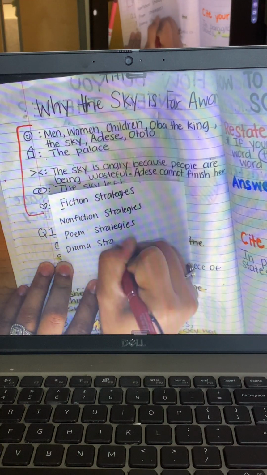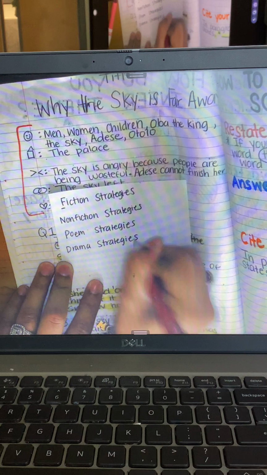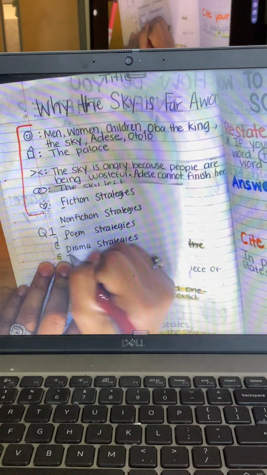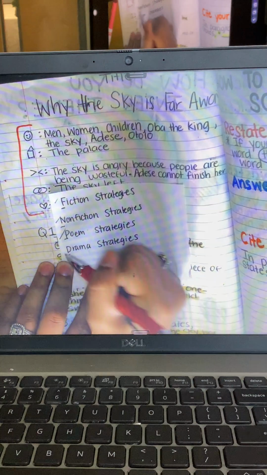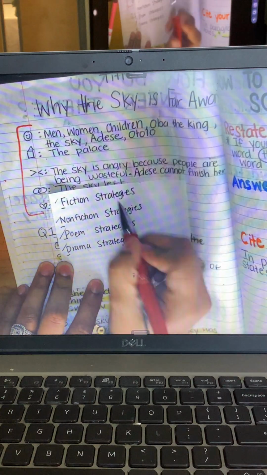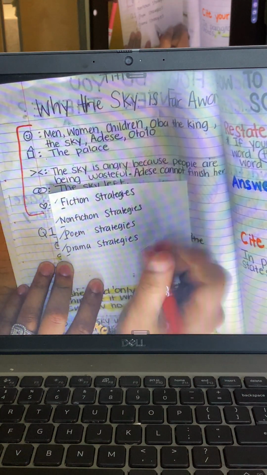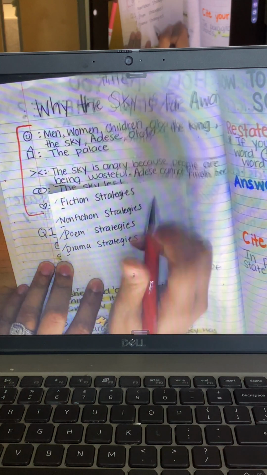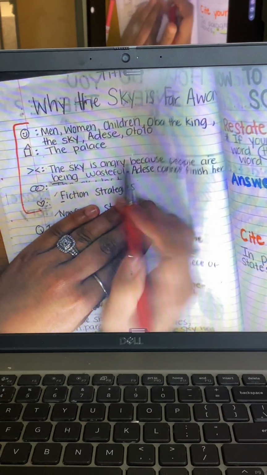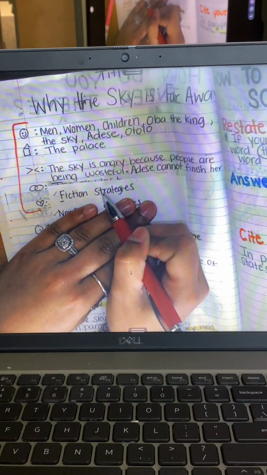So in the STAR test, they are going to have different types of genres that they're going to be tested on. They're going to be tested on fiction, nonfiction, poems, and dramas. So that's why I have 4 different types of strategies. And I'm going to show you what those look like. I'm going to have a video for each strategy. The first one, this video that we're going to be focusing on is going to be the fiction strategies. And so I'm going to show you what those look like.